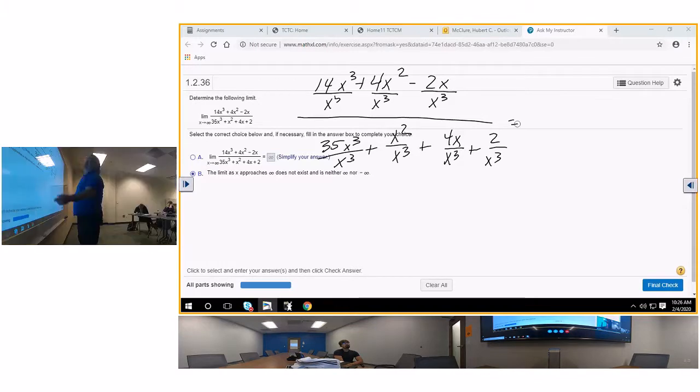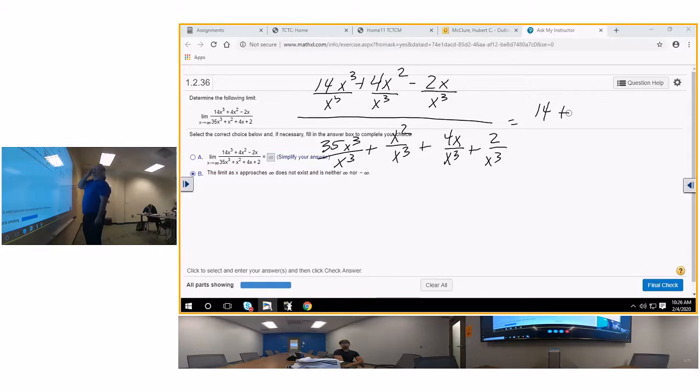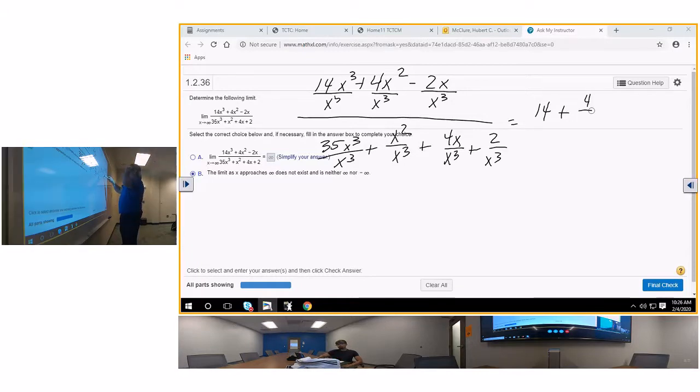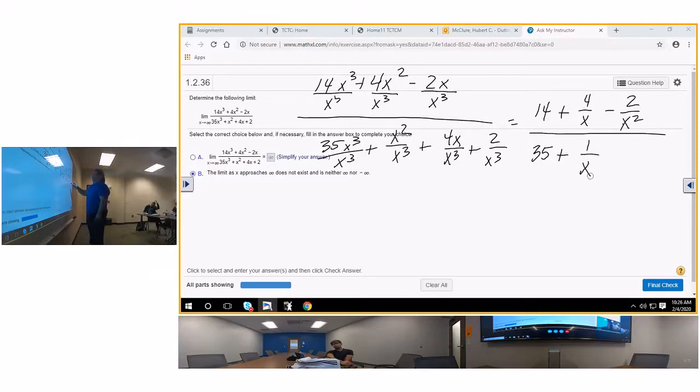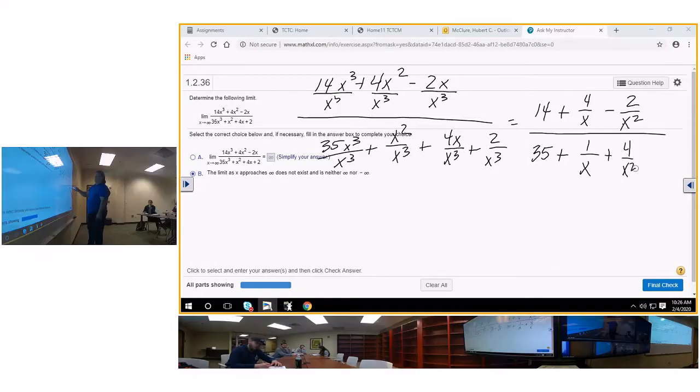So we're going to divide everything by x cubed. Over 35x cubed over x cubed plus x squared over x cubed plus 4x over x cubed plus 2 over x cubed. And that's going to give us 14 plus, let's see, what does that give us? 4 over what? x, minus 2 over x squared, over 35 plus, what is that? 1 over x, Hubert. Thank you, class. Plus what? 4 over x squared plus 2 over x cubed.